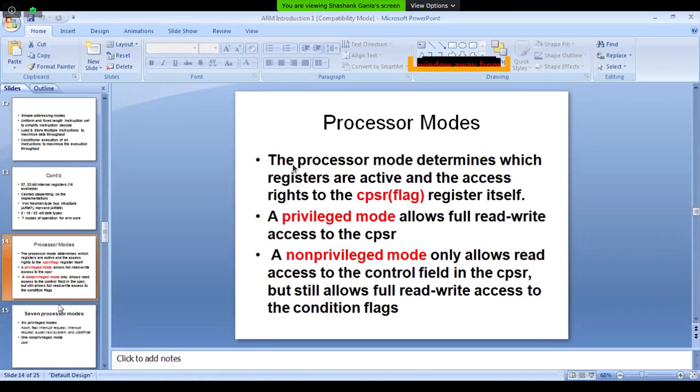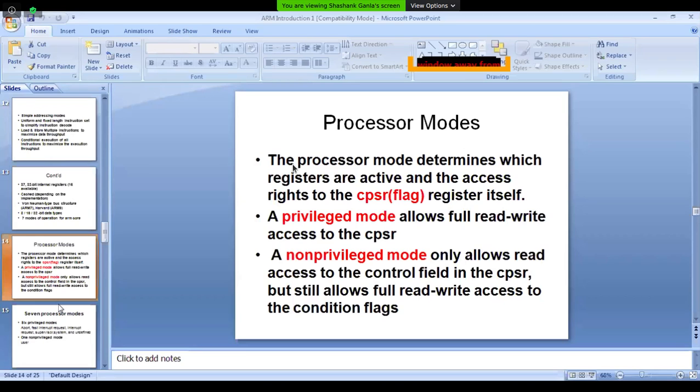Whereas if you go for a non-privileged mode, it says that only read access is allowed to the control field in the CPSR. So actually the CPSR, which is a 32-bit register, is divided into 4 parts. Bit number 0 to bit number 7 is one part. Bit number 8 to bit number 15 is another part. Bit number 16 to bit number 23 is another part. Bit number 24 to 31 is another part. These 4 parts are referred to as 4 fields.